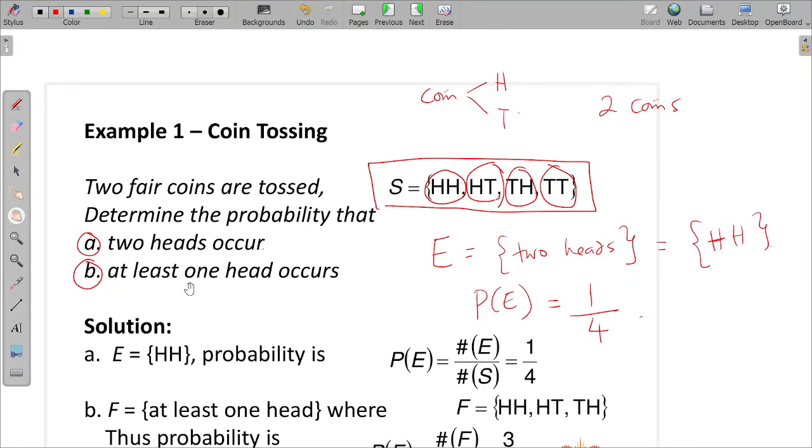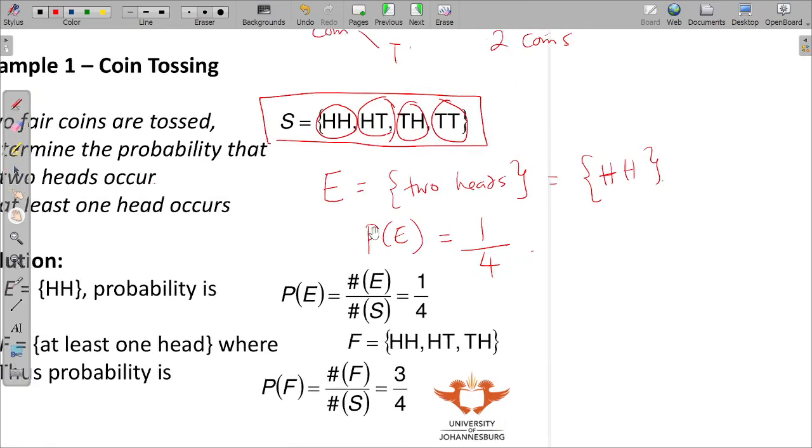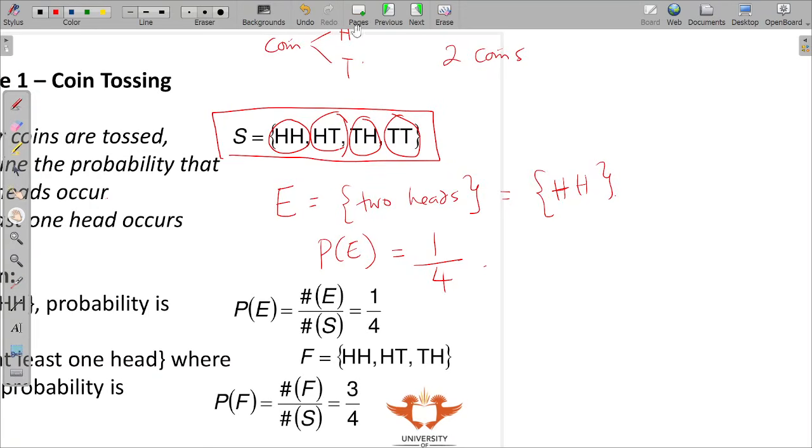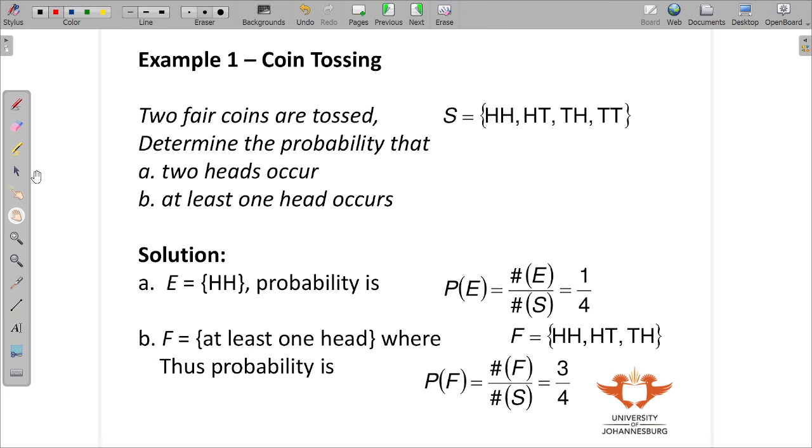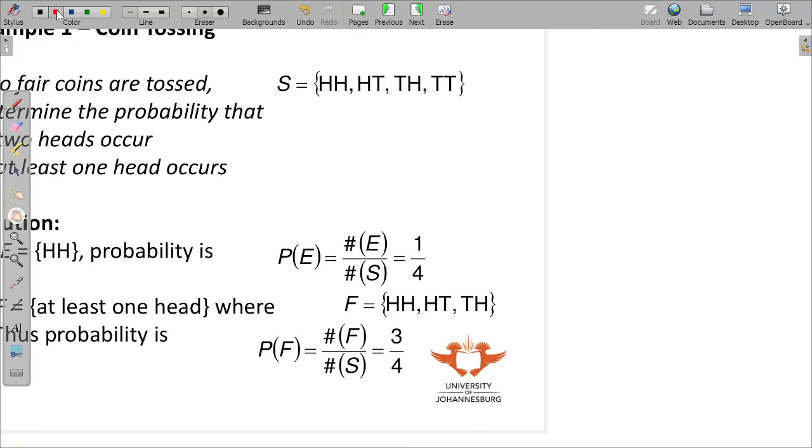So let's go. The second one is at least 1 head occurs. Let me do it like this again. If event F is at least 1 head occurs, let's find at least 1 head. At least 1 head means 1, 2, and so on. At least 1 must not be less than 1. It could be greater than 1, but it must not be less than 1.